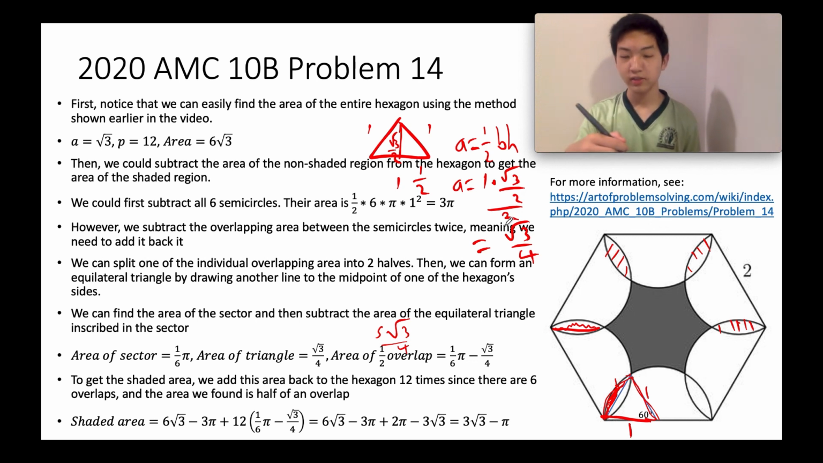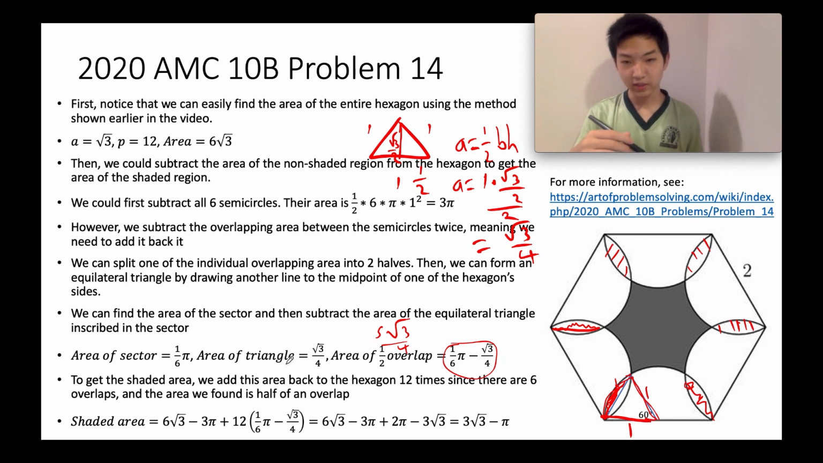Well, after we get that, we can find the area of half of this overlap, which is just the area of the sector minus the area of this triangle. So the area of half the overlap would be 1/6 pi minus radical 3 over 4. Sorry, I said radical 3 over 4 pi, but it's just radical 3 over 4. So we over-subtracted 6 of these overlaps, right? And this area is 1/2 of the overlap. So we just add this area back 12 times, since there are 6 overlaps that were over-subtracted. And there we found was half an overlap.